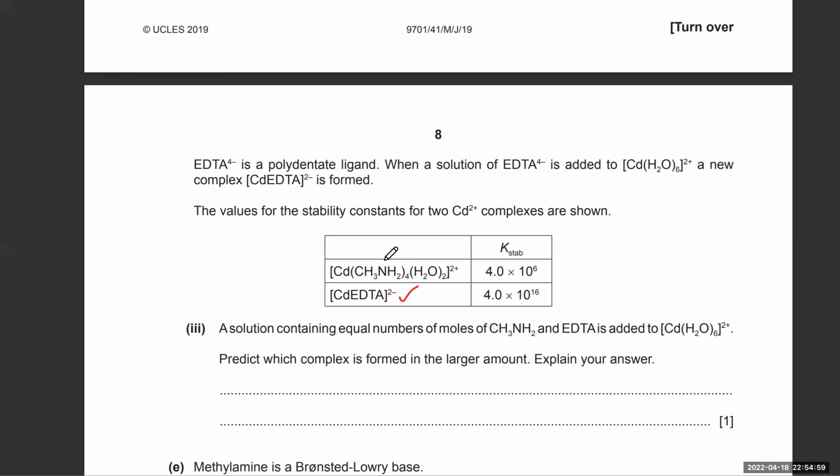Like if I add a solution containing equal moles of this thing and this thing to an aqueous solution, will EDTA knock out those ligands and take their positions, or will CH3NH2 knock out the water ligands and take their positions? EDTA has a much bigger K stability value. So that means EDTA is going to win. It's got a much bigger value. So predict which of the complexes is found in large amounts. So it's this one, the one that I've ticked. And explain your answer. So the explanation would be it's got a bigger value, so more products would be formed. Is that clear? Yes, sir.